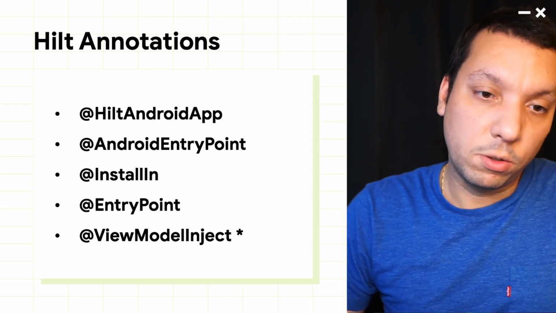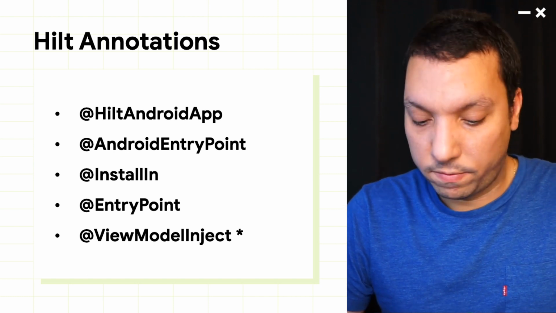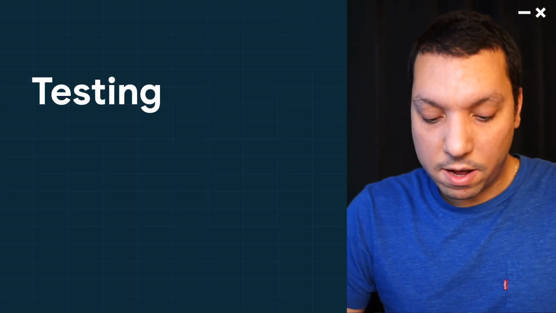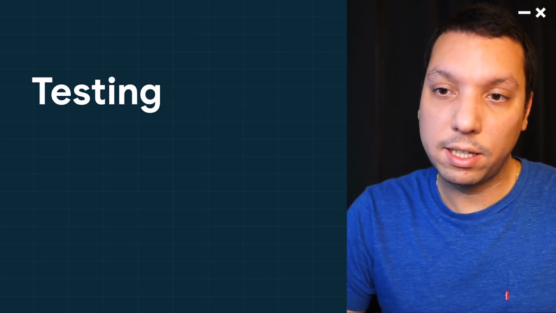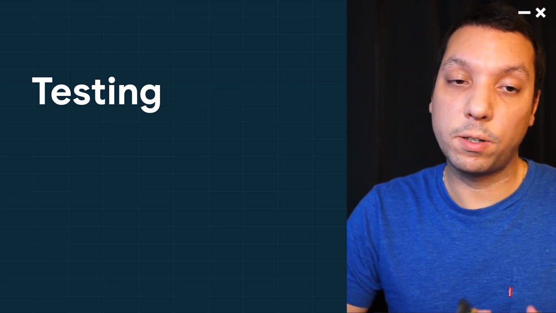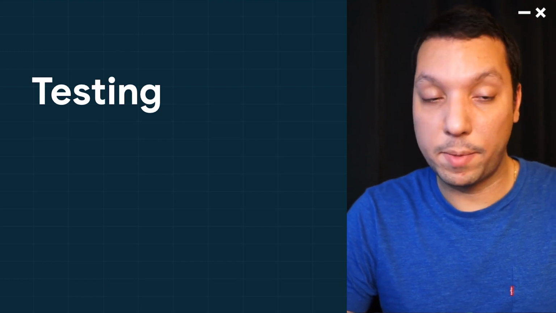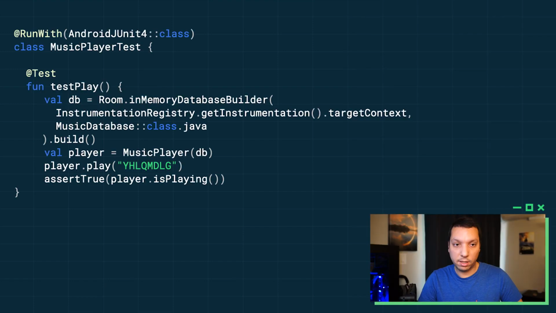Cool. So those are the new Hilt annotations that we've learned so far. Now, the other side of Hilt, or a really important part of Hilt, is the testing side. Hilt offers quite a few APIs for better testing, which are pretty handy.